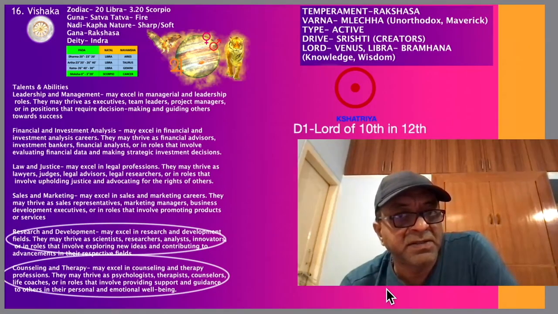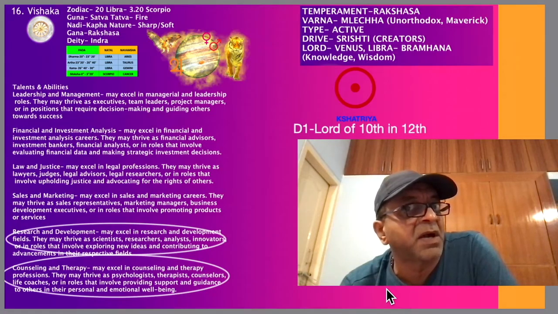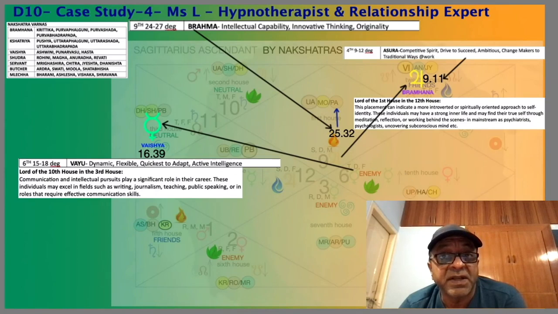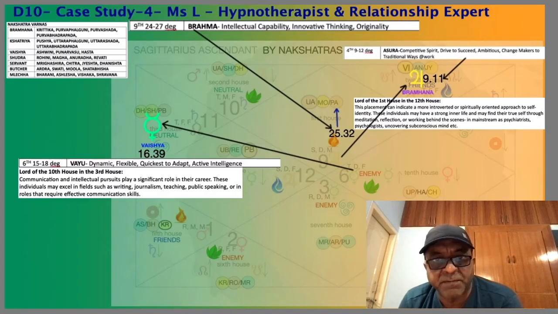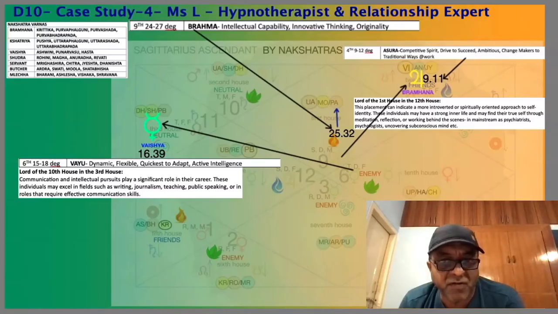Now let us see the D10 chart. So we will be getting into the angles part of it also. So there is her D10 chart. What is a D10 chart like? For Miss L, who's this hypnotherapist and relationship expert, good friend of mine, her ascendant has now become Sagittarius, and her ascendant has gone to 25.32 degrees of Purva Ashada in Sagittarius. Now we have in D10, so we straight away need to see the angles as well.